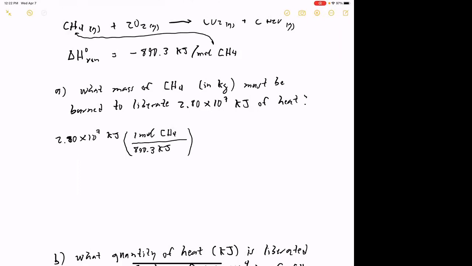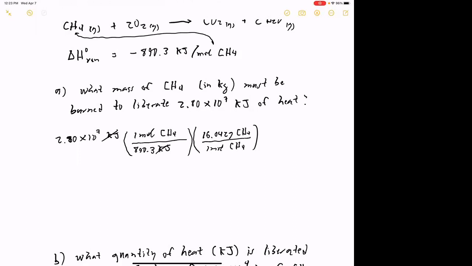But what did it ask me for? It asked for a mass of it, didn't it? Okay, so now let's see, kilojoules cancel with kilojoules. So what have we got? I need moles of CH4 on the bottom because I'm trying to get to mass. I could look up the molar mass of that, and it turns out to be 16.042 grams of CH4 per 1 mole of it. Again, that's from the periodic table.